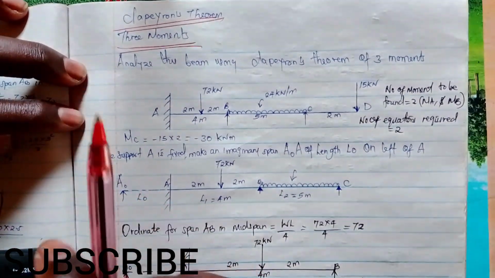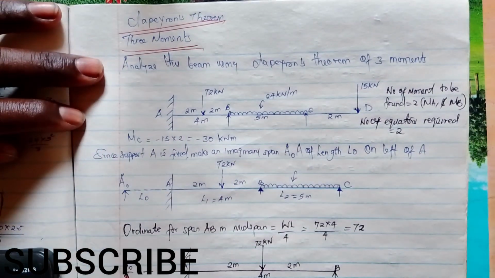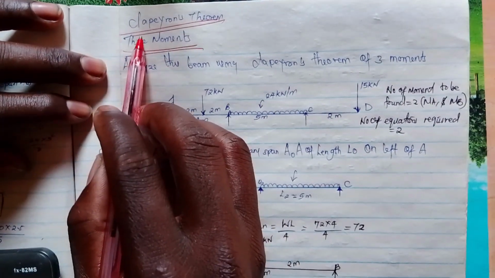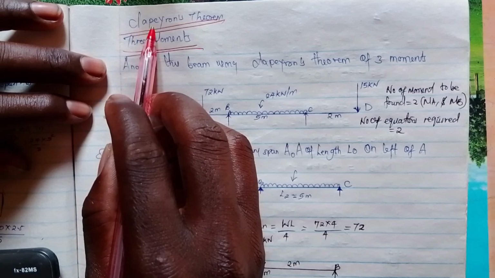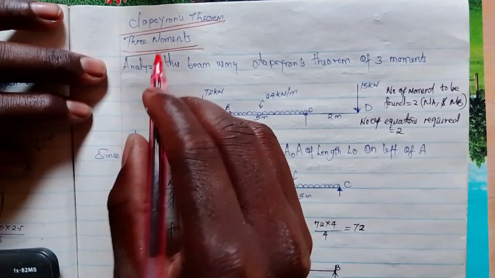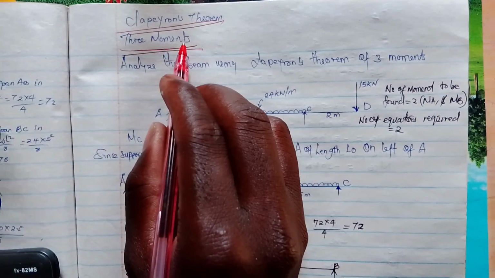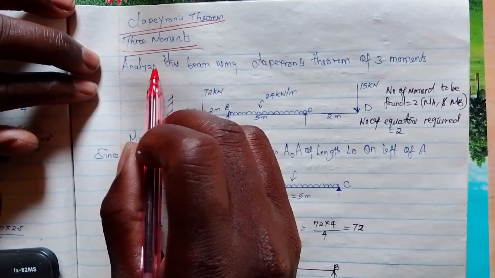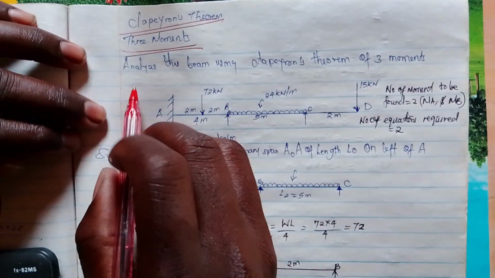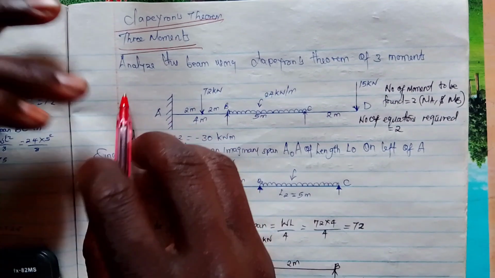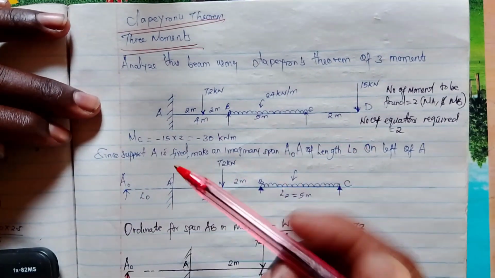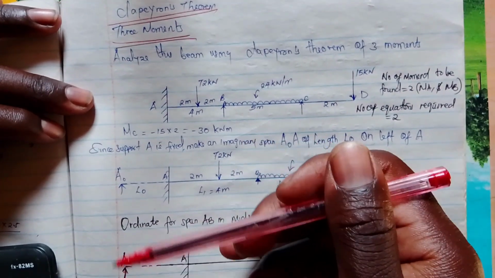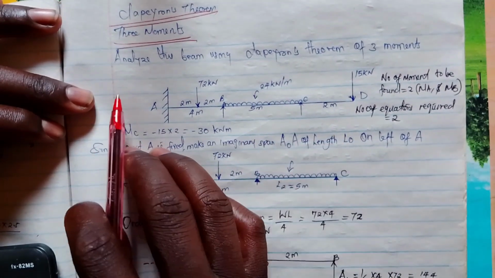So this is a question on structures 3. This is Clapeyron's theorem, or the moment theorem. This question is from structures, for those who are doing civil engineering and building. So this is a question. I did it. These are my workings, so I'm going to go through it slowly.